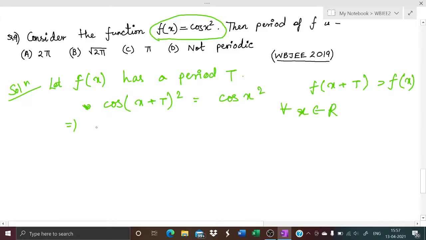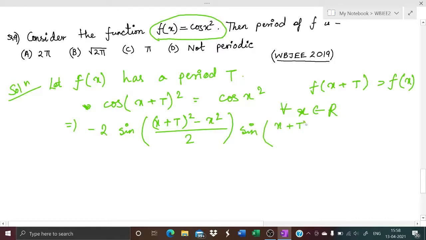Now, if I bring this term on this side, then I will get cos A minus cos B, which is equal to minus 2 sin of (A plus B) by 2 into sin of (A minus B) by 2. So that is minus 2 sin of ((x plus T) whole square minus x square) by 2 into sin of ((x plus T) whole square plus x square) by 2, for all x belongs to R.